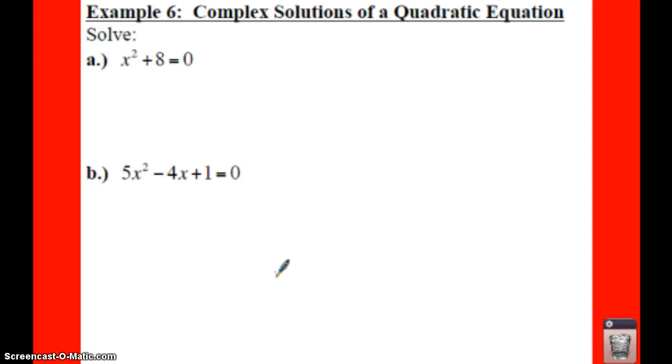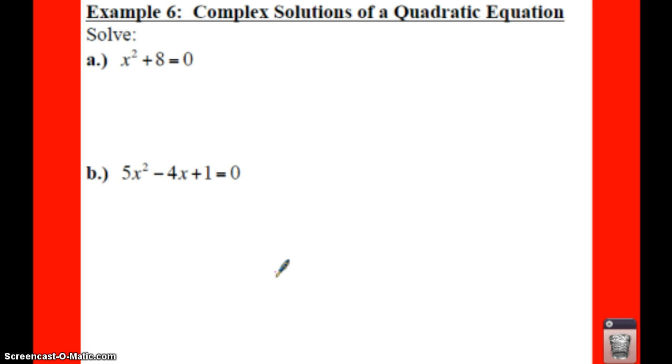Last thing here in example 6, you're going to find some complex solutions for quadratic equations. Usually when you solve quadratics, you get real solutions, which are fractions, decimals, integers, or maybe some square roots. In this case, we have some square roots, but we're going to end up with a negative underneath. So whenever you have a negative underneath your square root, that's a complex solution or an imaginary result.